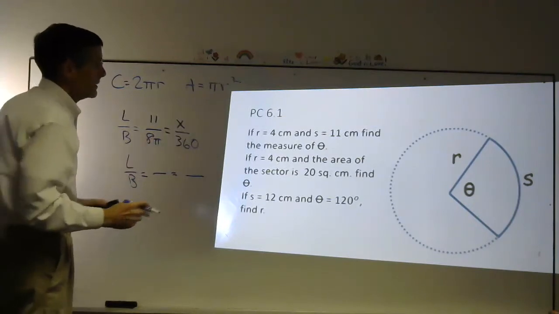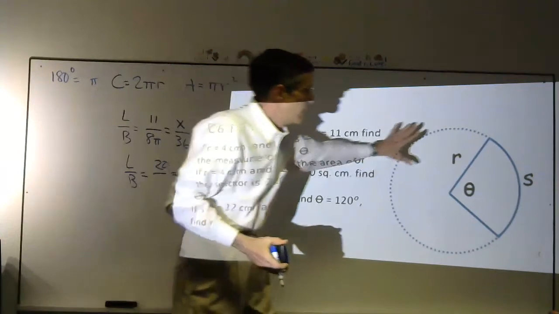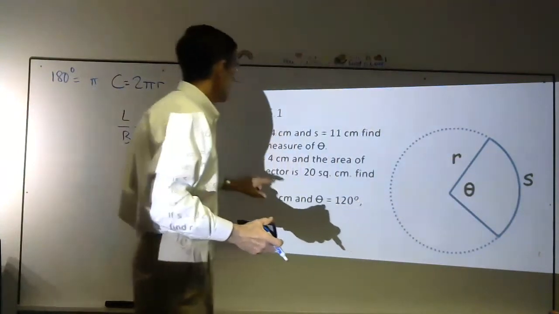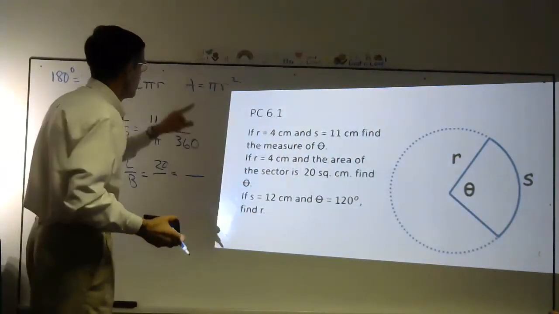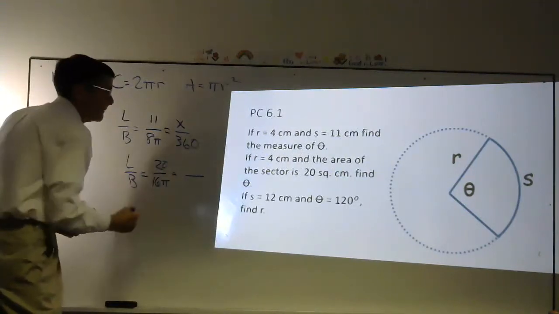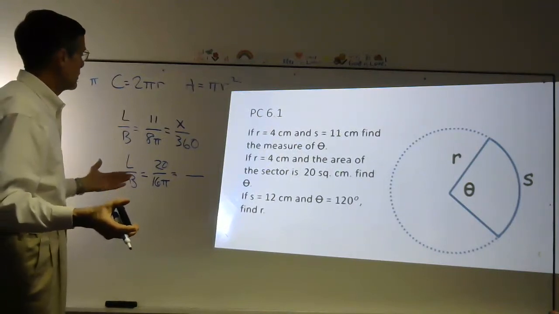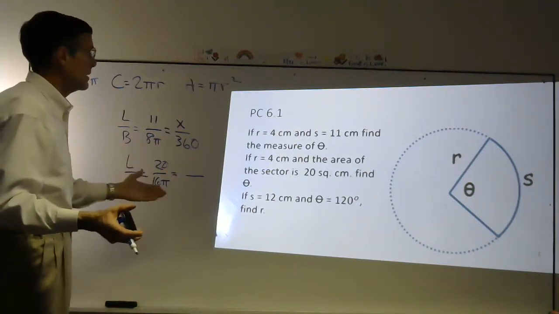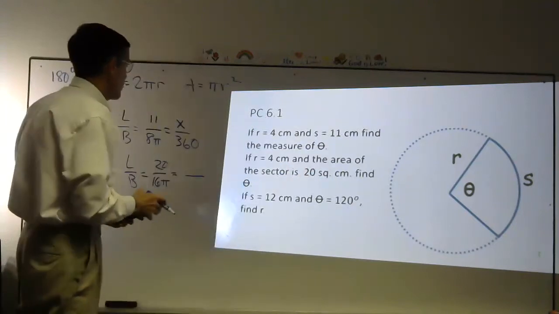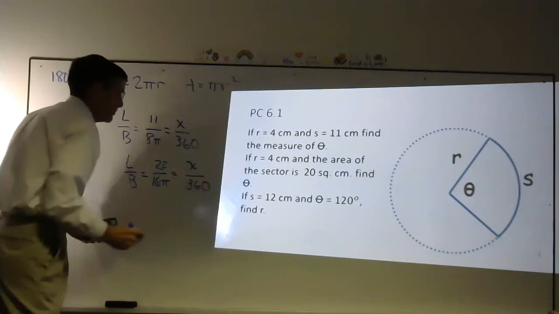So the area of the little sector is 20. What is the area of the big? Isn't it pi r squared? Isn't it 16 pi? Yeah. And now let's do something else. We've got to get something else little to big. We want to find the angle. So the angle I don't know, once again, x over 360.